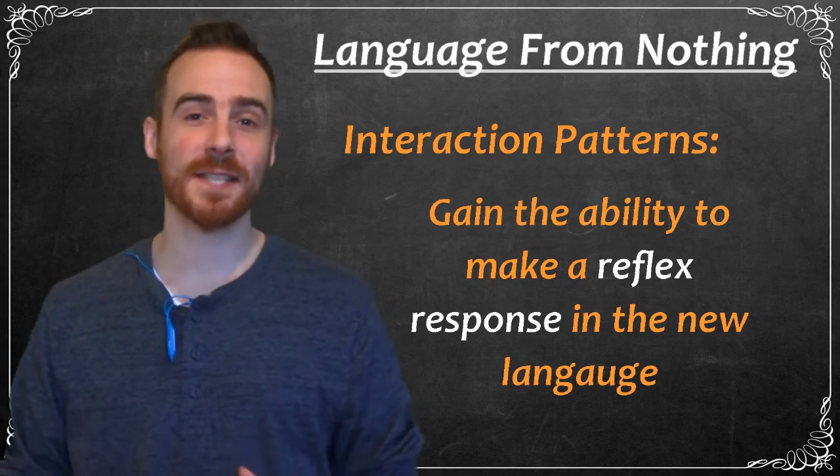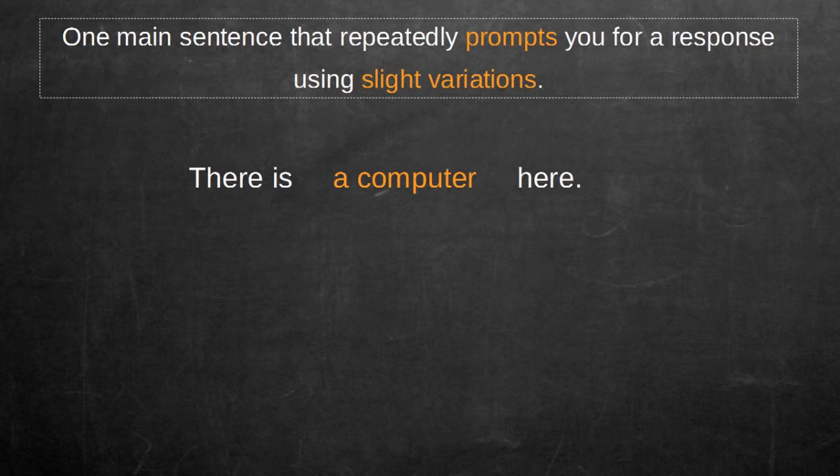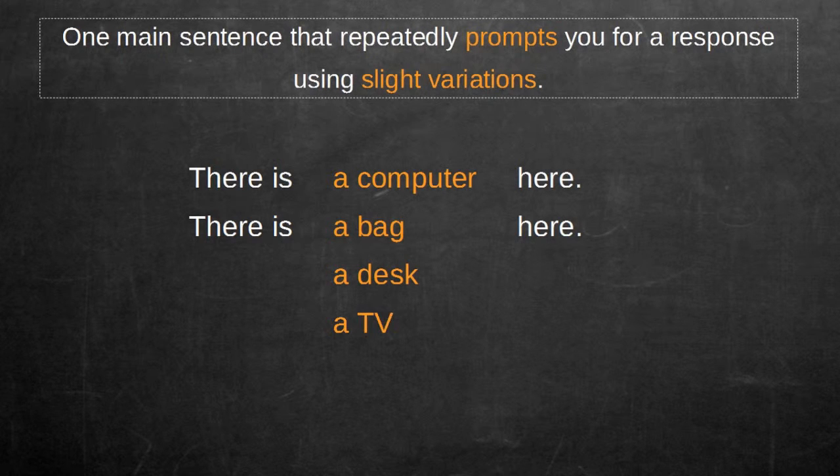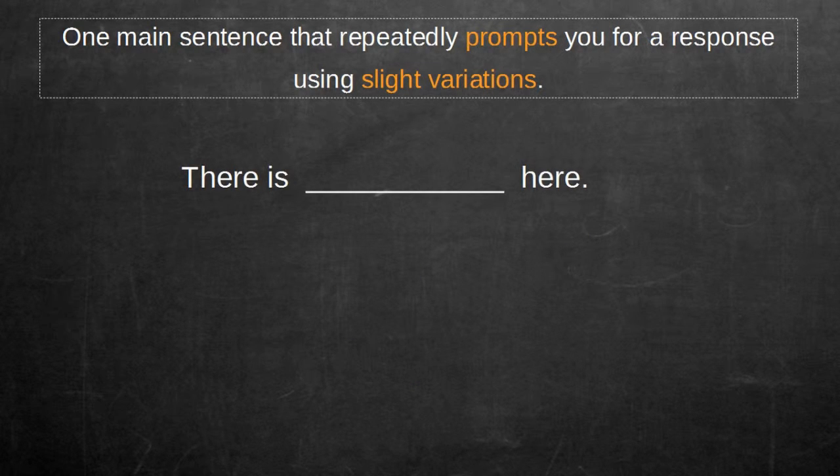So let's take a look at some examples of interaction patterns. Now, what exactly does an interaction pattern look like? Well, generally it consists of one main sentence or phrase that repeatedly prompts you for a response using slight variations. Take this sentence, there is a computer here. Computer is replaced with other words. There is a bag here. There is a desk here. There is a TV here. There is a chair here. There is a book here. The main sentence is, there is blank here. The slight variation is whatever item fills in the blank. Computer, bag, desk, TV, chair, book.